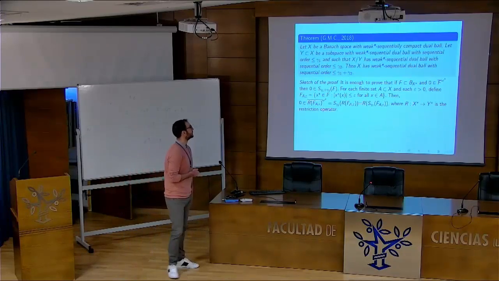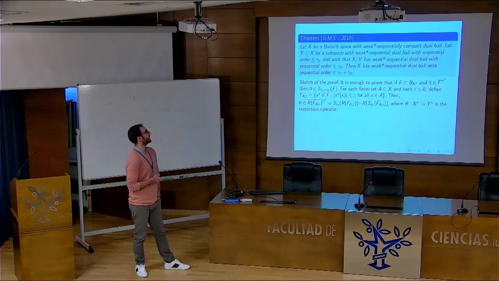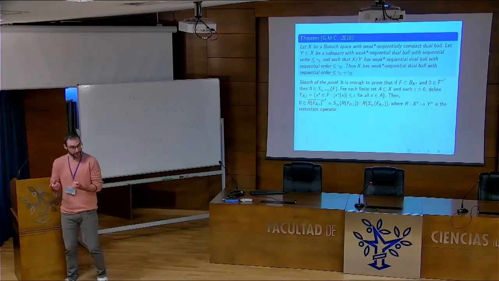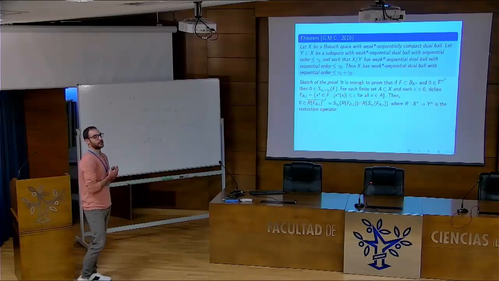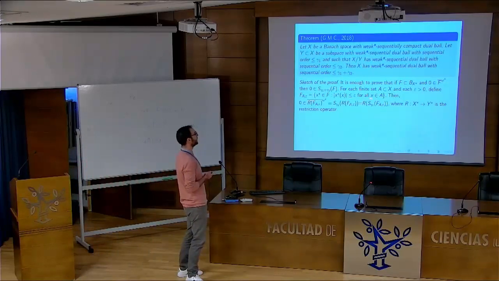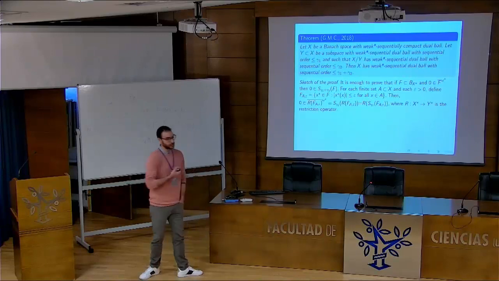But here, since by our hypothesis, this Weierstrass closure is just the gamma 1 sequential closure of the set, we have that 0 belongs to this set here, and notice that this equality is written in red. We can commute the operator with the gamma 1 sequential closure. This can be done if the dual ball of X is sequentially compact.